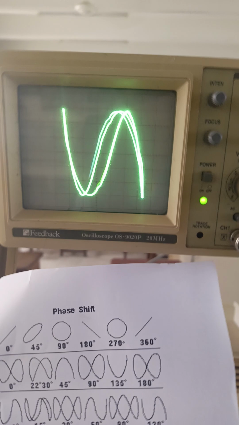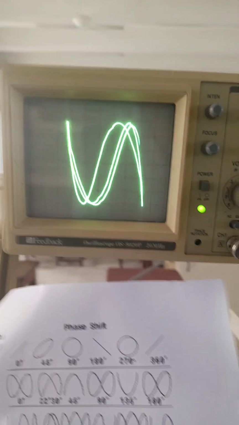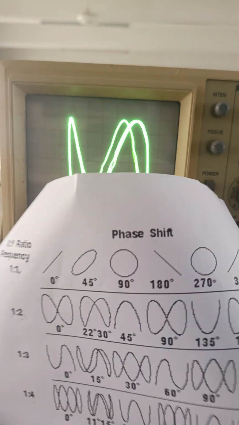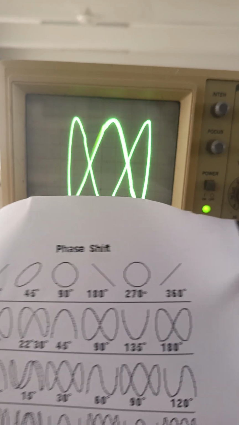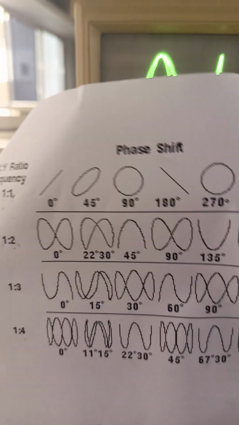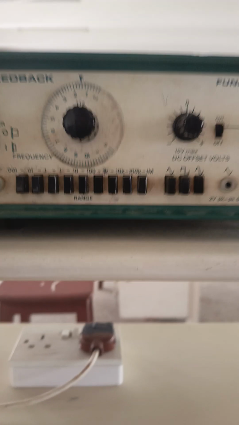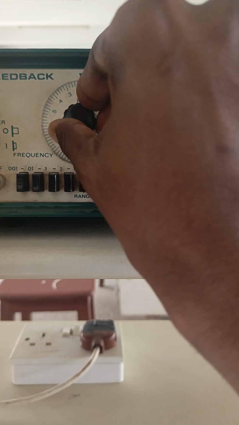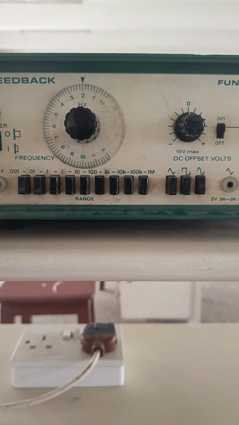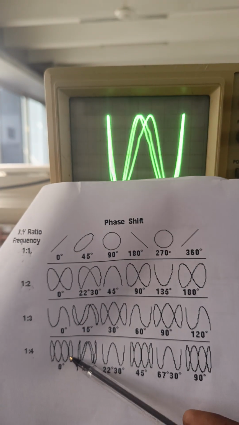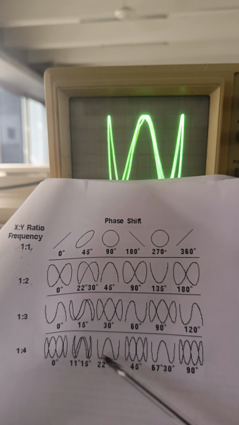Let's look at the fourth ratio, which is 1:4. So 50 hertz from the source, from our AC or the transformer, then 200 hertz from our function generator. So let's try and set that. So that's our 200 hertz. You can see it's exactly what we see in the diagram, right?